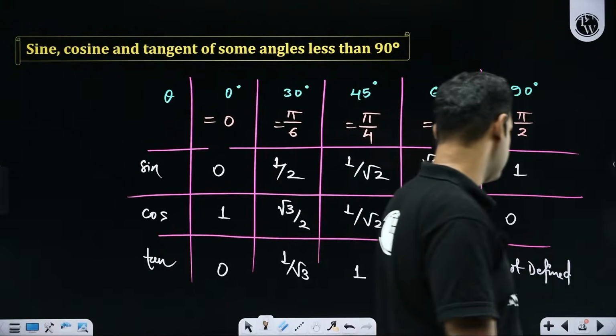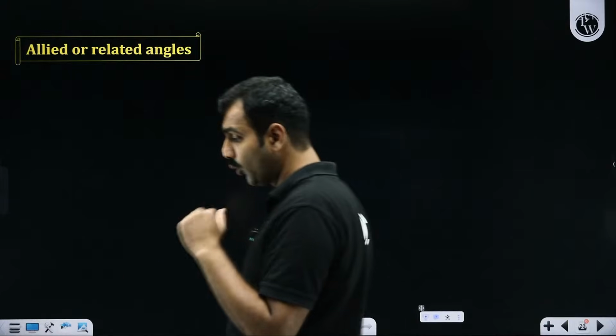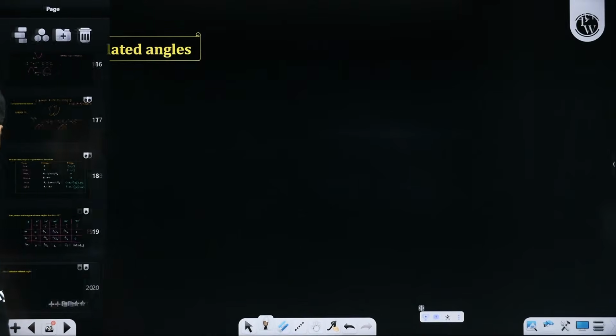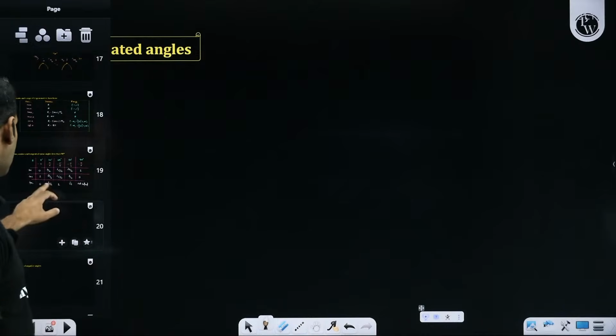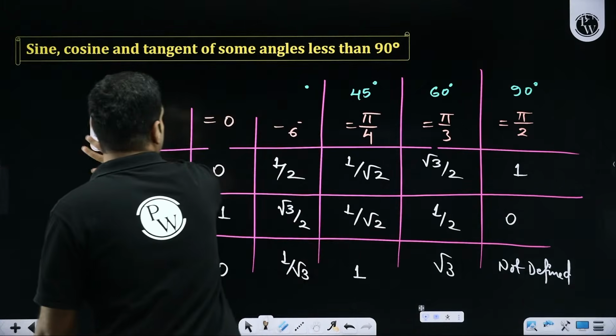Good. But sir, apart from that, don't they ask you a lot of other values as well? Don't they ask you a lot of values based on quadrants and all? Yes. Then sir, what do we do there? So let's work on the quadrant theory now.